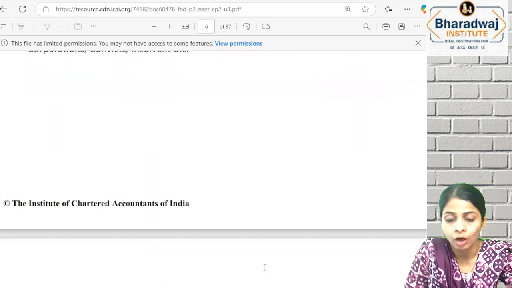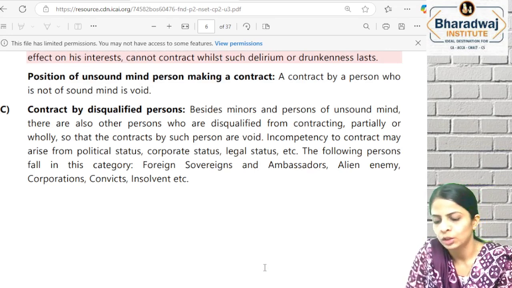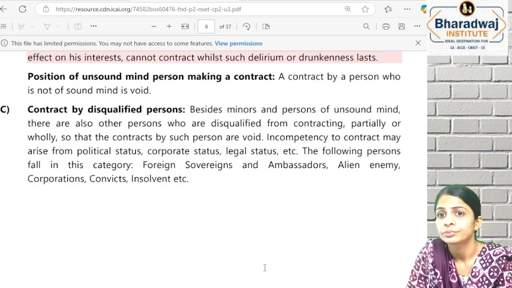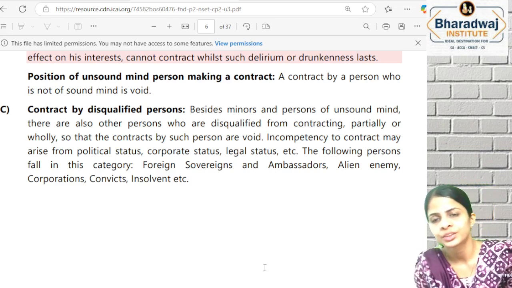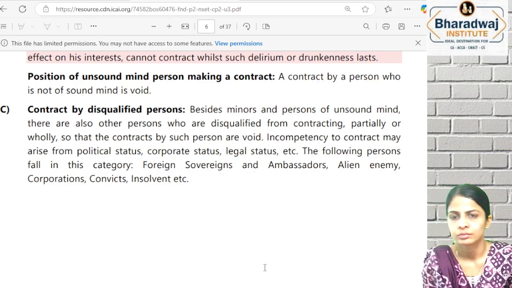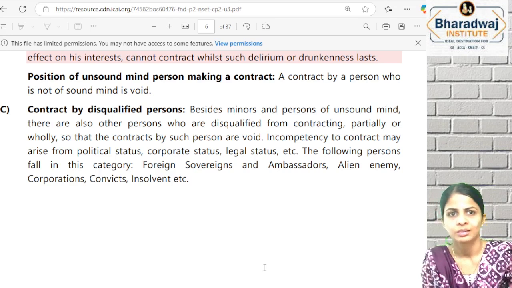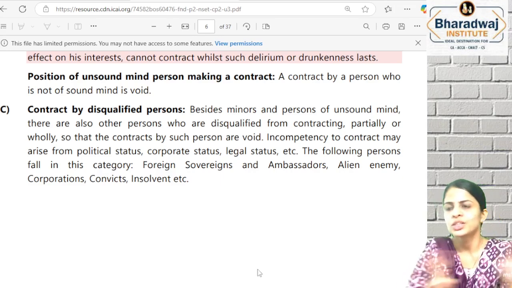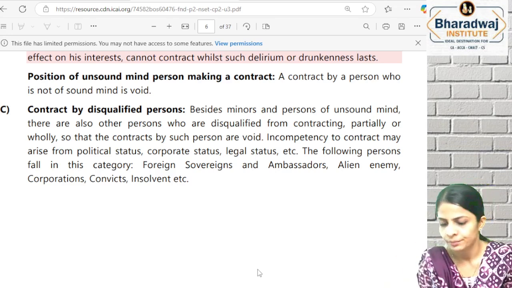Third one, not disqualified. Who are all the disqualified people? Alien enemy. Who is an alien enemy? The two countries which are at war. Now, which two countries are fighting with each other? Canada, India. Pakistan. Russia, Ukraine. So if any person from Russia enters into a contract with Ukraine, it is invalid.